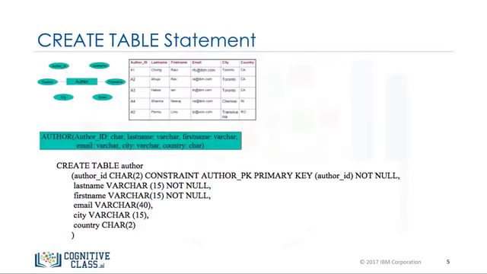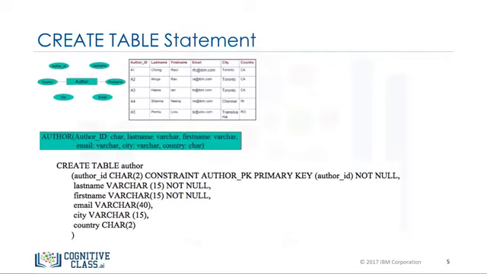The author table is created using the Create Table statement. The Create Table statement is one of the data definition language statements. Data definition language statements, or DDL statements, are used to create database objects. Based on the author entity and its attributes, this slide shows the Create Table statement. Note that the author_ID is the primary key. This constraint prevents duplicate values in the table.